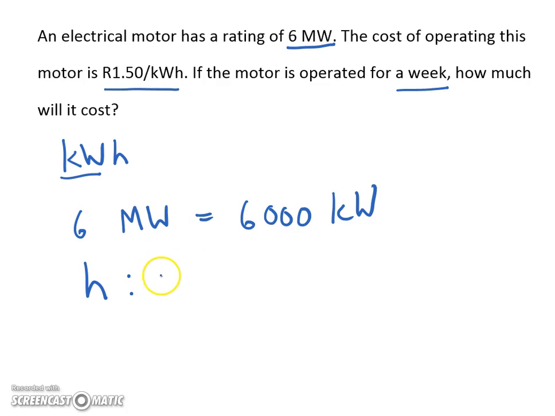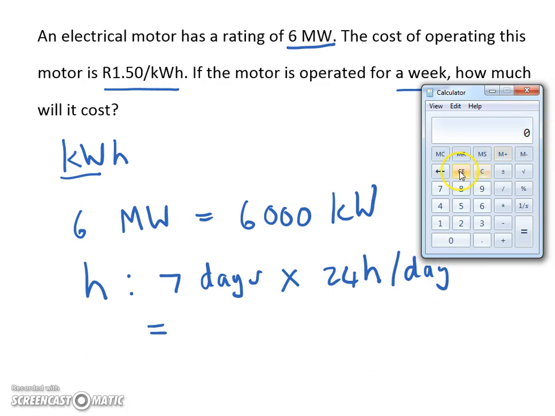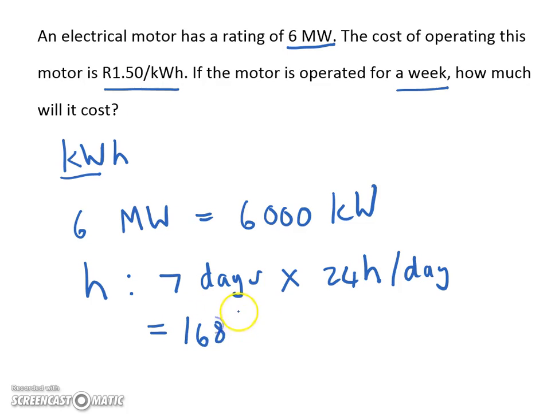And that's easy. We have 7 days, and each of those 7 days we know consist of 24 hours per day. The days can cancel out, and we just then calculate by calling up our good old friend Mr. Calculator. 7 times 24, that gives us 168 hours. So then we have the hours. We have kilowatts, we have the hours.